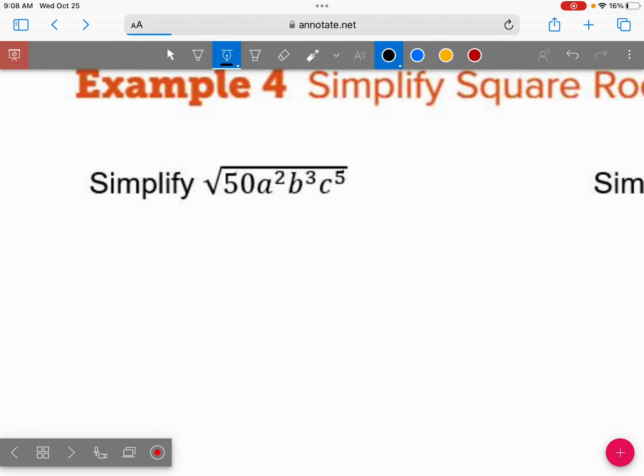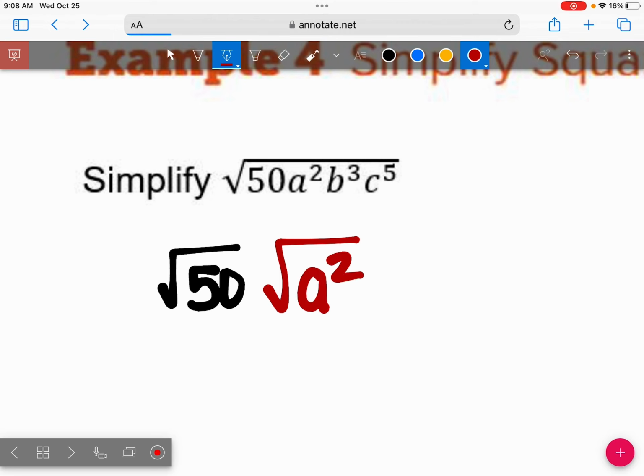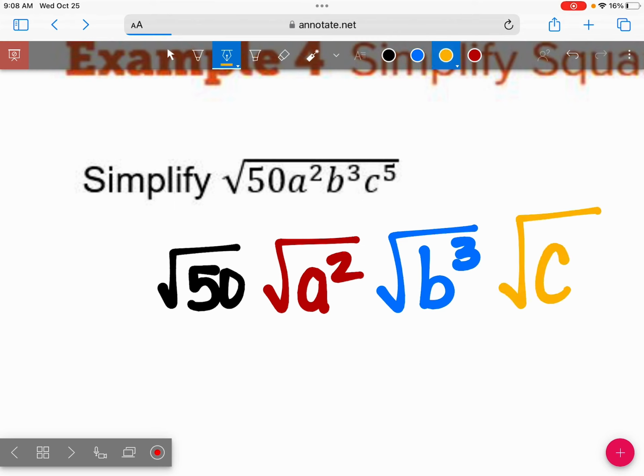All right, so now we have letters underneath the square root. How do we deal with letters? The first thing we're going to do is that everything underneath is its own separate term. So what I really have here is the square root of 50, and then I have a squared, and I have b cubed, and I have c to the 5th.